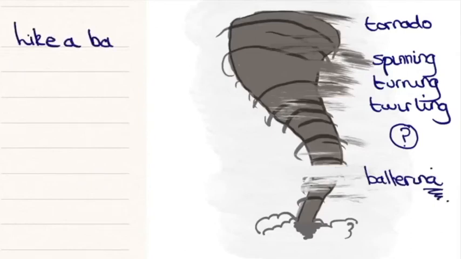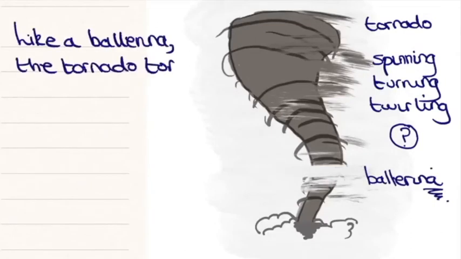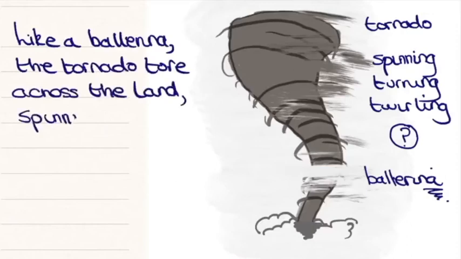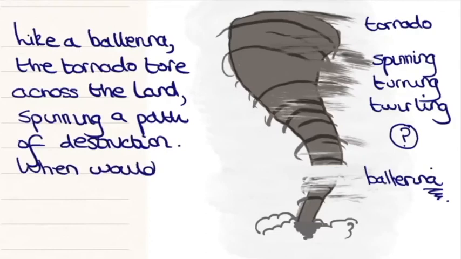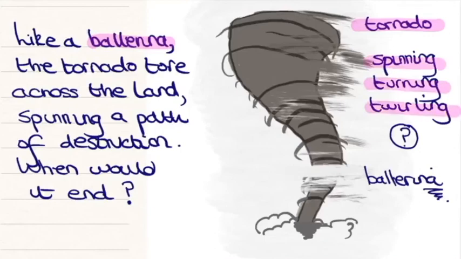Like a ballerina, the tornado tore across the land, spinning a path of destruction. When would it end? So my comparison has been between a ballerina and a tornado because they both spin, turn, and twirl. Do you like it?